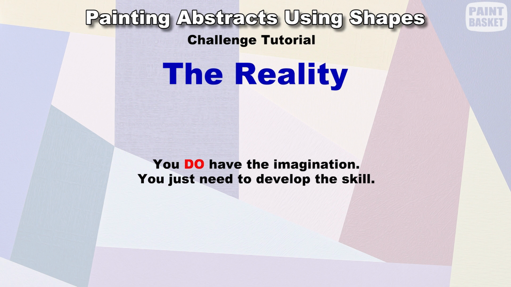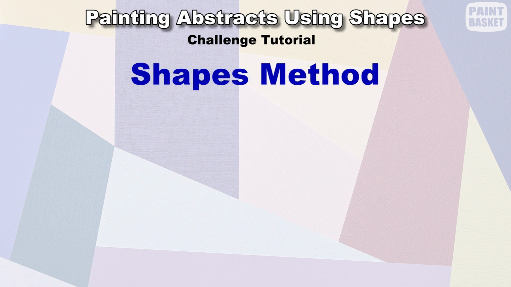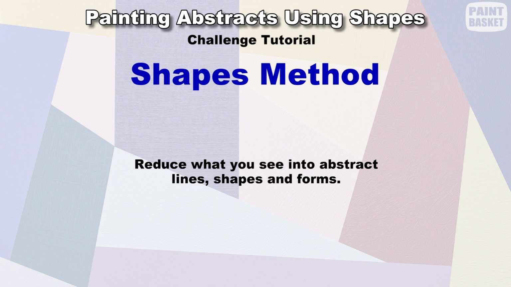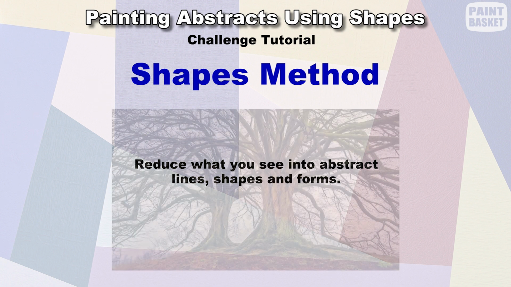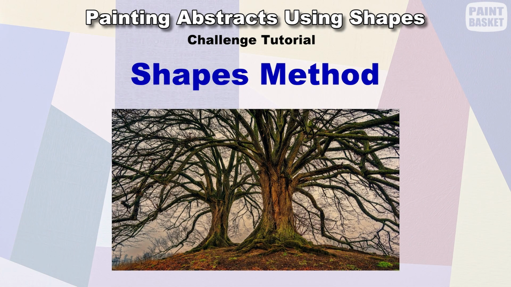In today's practical exercise, I want to show you just one of the ways for you to visualize your abstracts. This method is not only surprisingly simple, but it's been used by some of the best abstract artists of all time. What you do is take what's around you and reduce it to abstract lines, shapes, and forms. Take a look at these trees. They seem incredibly complex and certainly not the inspiration for an abstract painting.